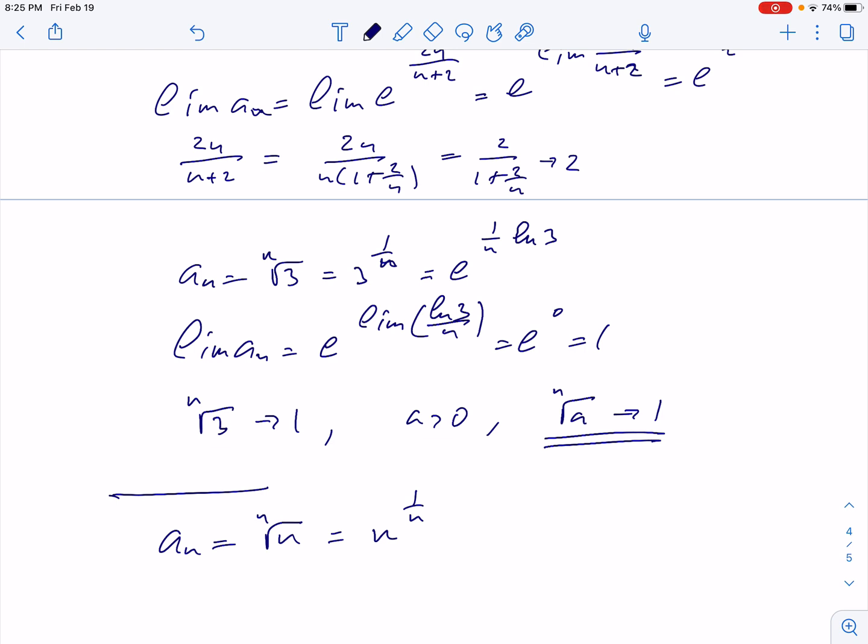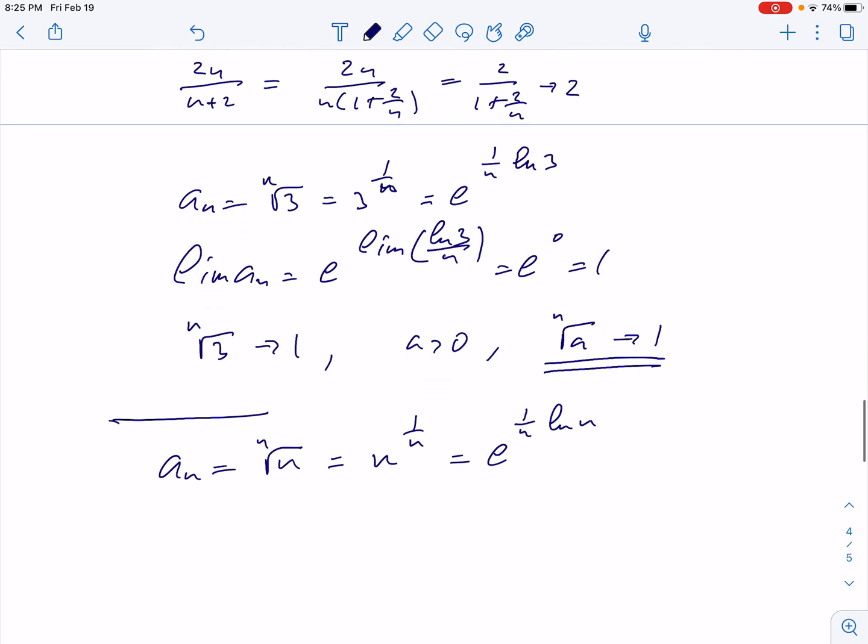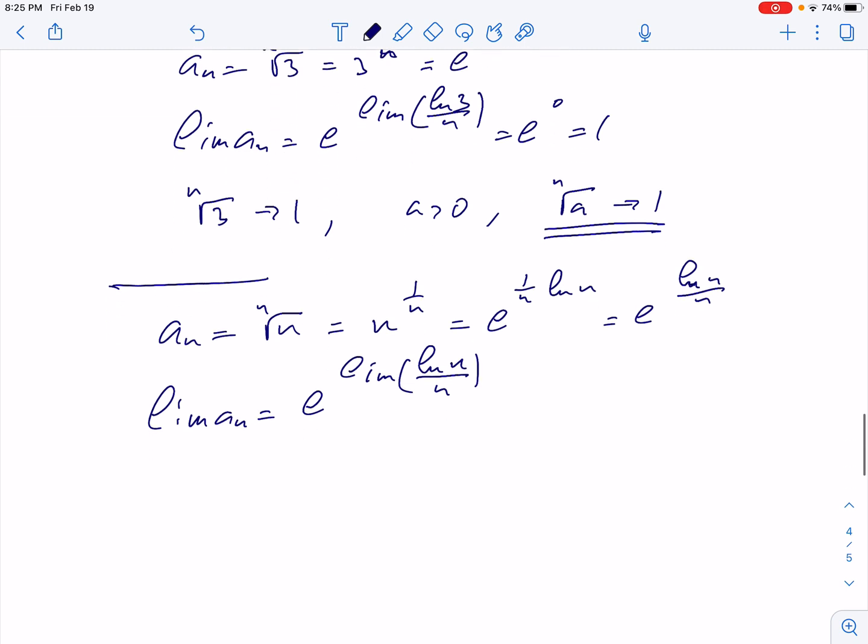Okay, again, going through the exponential function, I'm writing exponential, here 1/n, natural log of n. And it can be written as exponential to the power natural log of n over n. And the limit of a sub n will be, bringing the limit inside, exponential to the power limit of natural log of n over n. So we have to compute this limit.